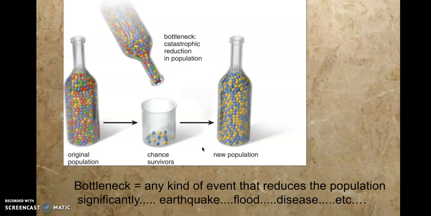An example that might give you a better visual of the bottleneck effect is, let's say you take a bottle of Skittles and you dump out just a few of them. Let's say you only dumped out the yellow and the blue ones, by chance, and then set them aside. Over time, the new population of Skittles, if they could reproduce, would just produce yellow and blue ones because that's what's in their gene pool.